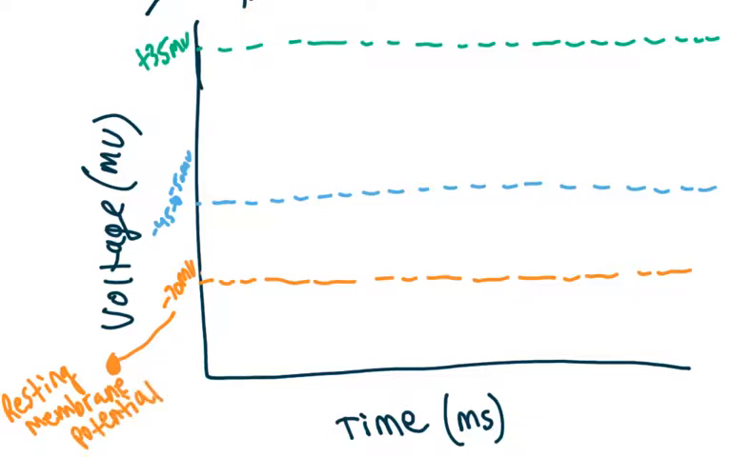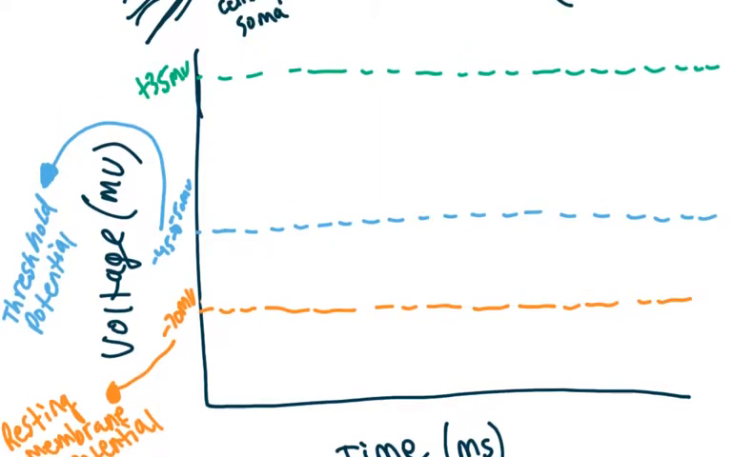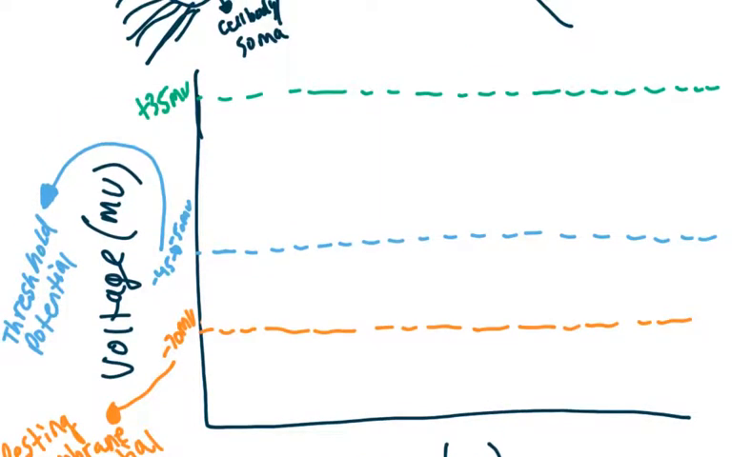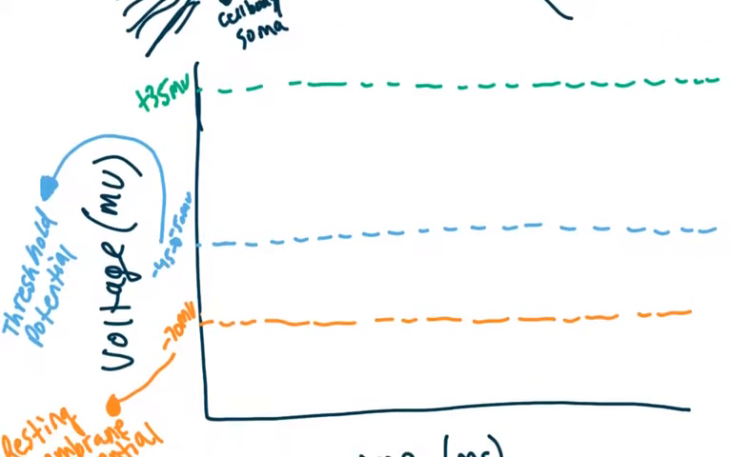And then negative 45 millivolts to about negative 50 is where we see our threshold potential. And then at about positive 35 is our limit, the maximum limit of depolarization. Then we repolarize, and then we hyperpolarize into a refractory period, and then we start again. So let's talk about this.